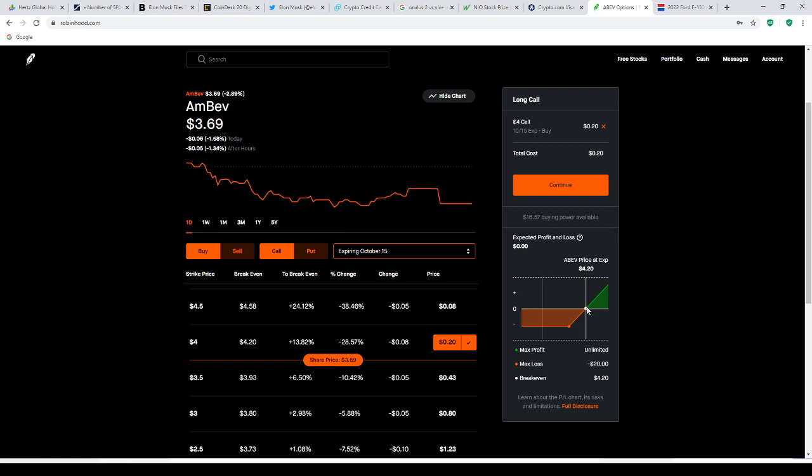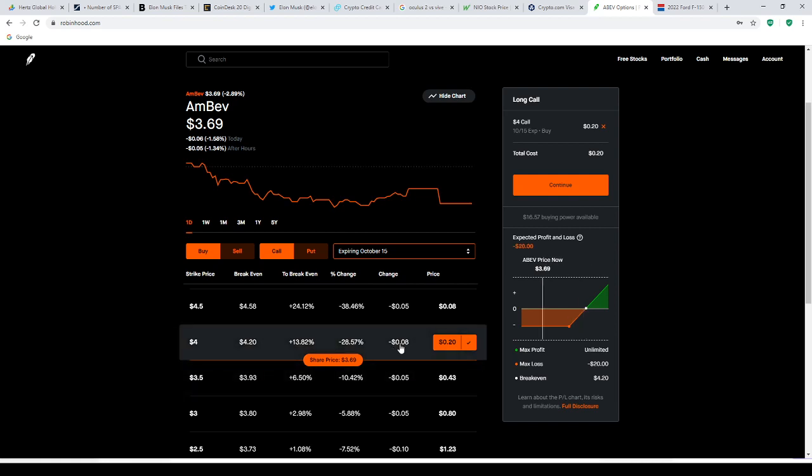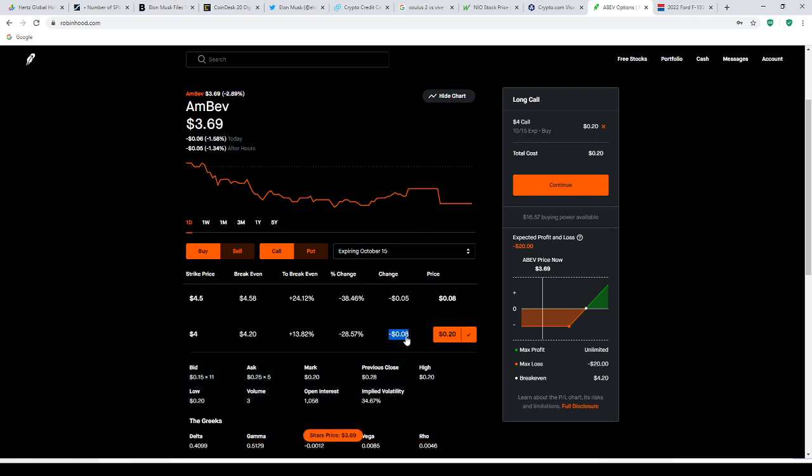Exactly. The change is the change for the current day. So it lost 8 cents for the day. As you can see, the stock dropped 2.89%. The change in price is associated with that.